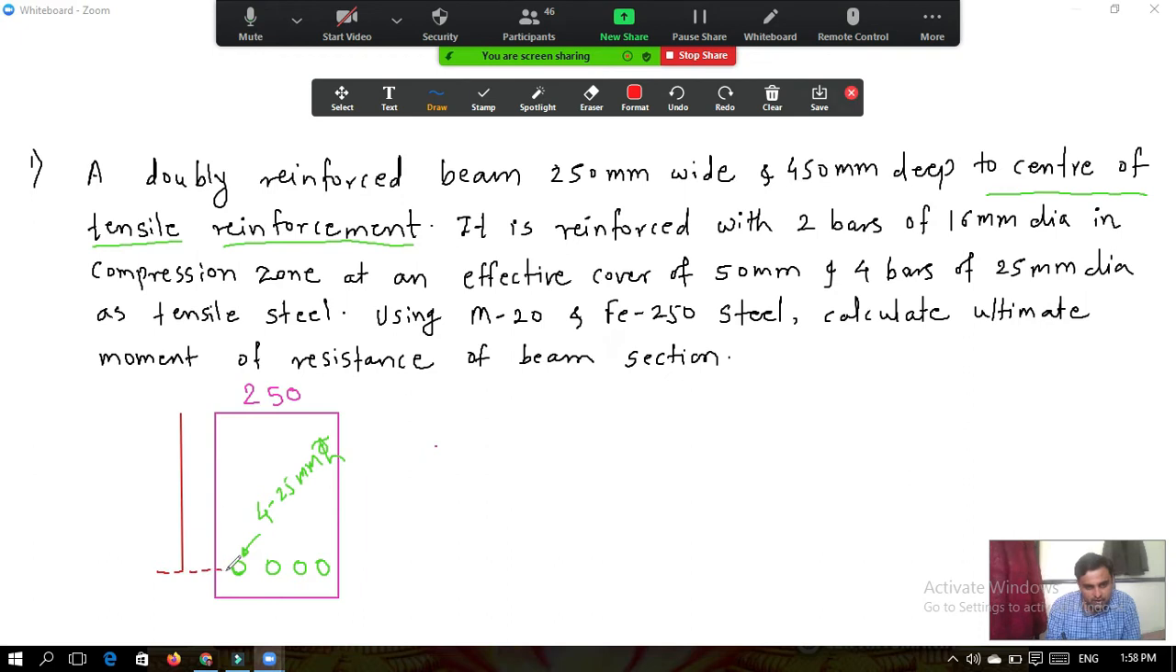If I extend this, this is the center, and from this point it is measured. So this depth is given as 450 mm. I hope you understood this. This is the meaning of 450 mm deep to the center of tensile reinforcement. So this is your tensile reinforcement, and the reinforcement which you will provide at the top is your compressive reinforcement. At the top they have told you 2 bars of 16 mm diameter.